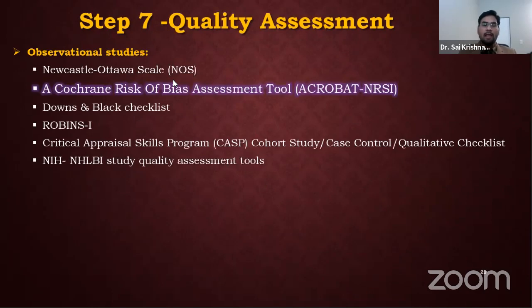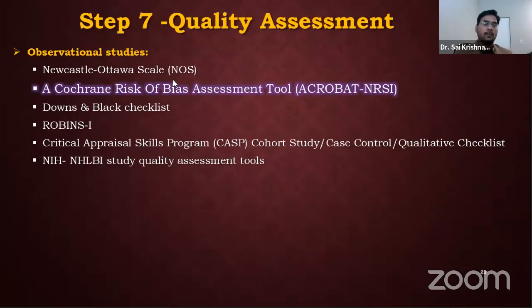So these are some of the well-known scales or tools which are widely used around the world in order to assess the quality of studies that are being included in systematic reviews. Suppose you are including observational studies, you can just pick any one of these scales and you can assess the quality of that particular study.